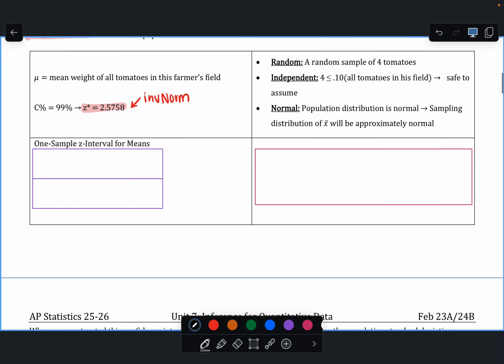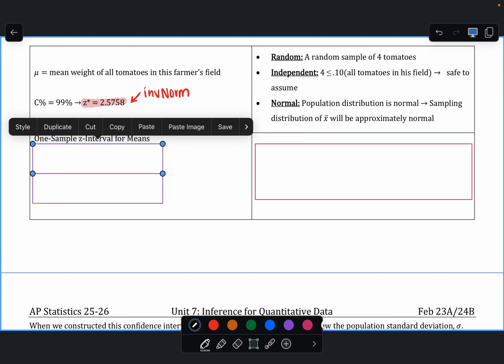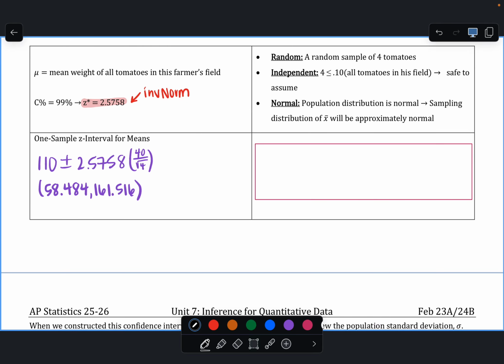I did go ahead and check conditions for us. With the 3, 2 of them, again, pretty standard. If I were you, no matter what I'm reading, those are the 2 conditions I am checking. The third one, the normal condition, is the one where it's going to change. You should see a statement saying that the population distribution is normal, therefore the sampling distribution should be normal.